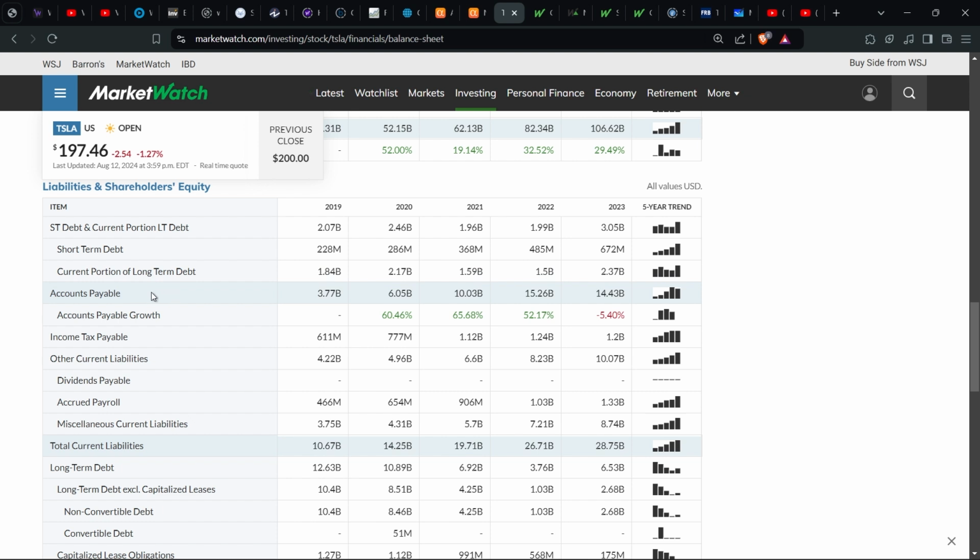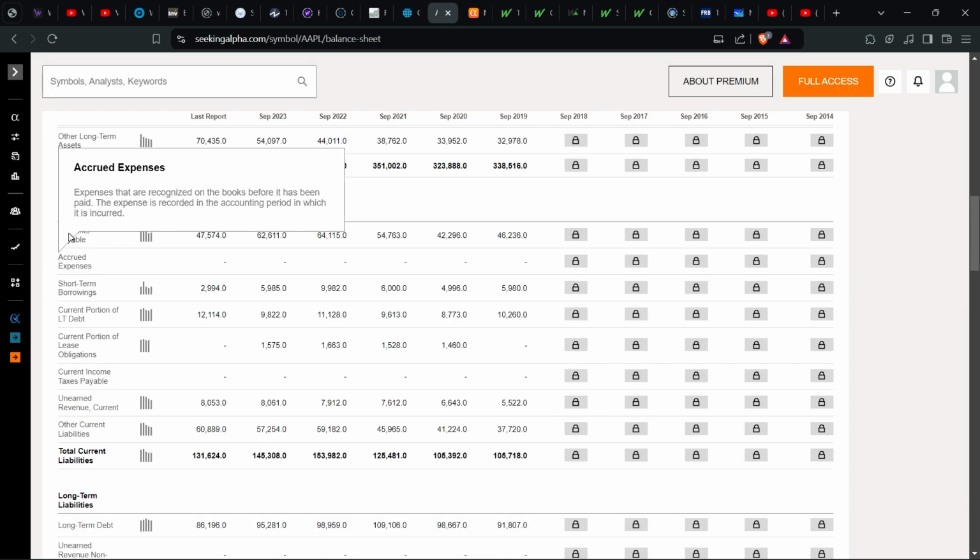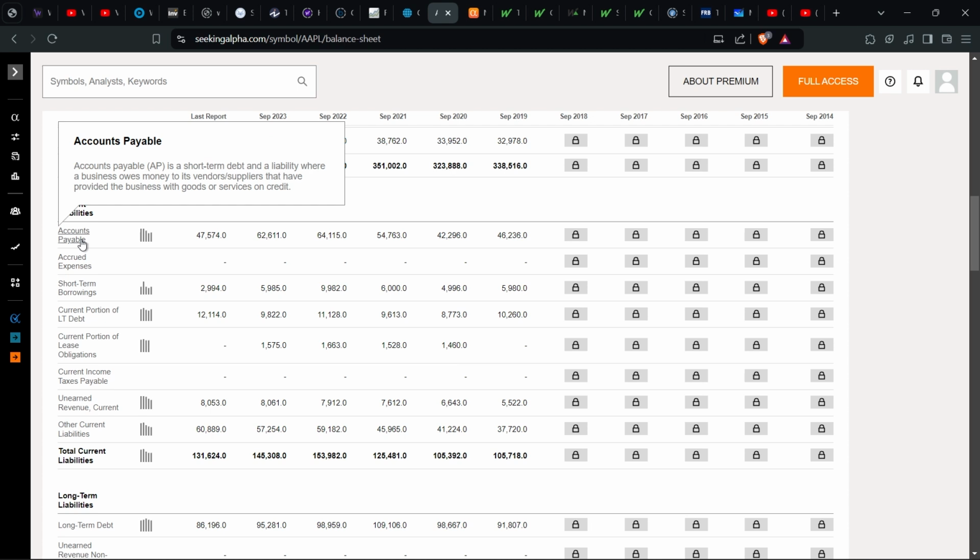Okay, let me switch to another balance sheet here. Current liabilities. Yeah, there's a definition here. Accounts payable, short-term debt and liability where a business owes money to its vendors and suppliers that have provided the business with goods or services on credit. Remember, this is the opposite of accounts receivable. Accounts receivable was goods given or services provided on credit. Okay, so accounts payable, this is goods that have been provided to the business or a service received on credit.